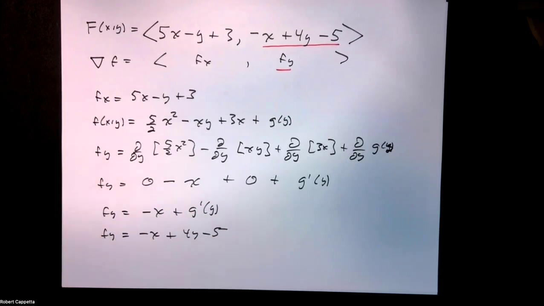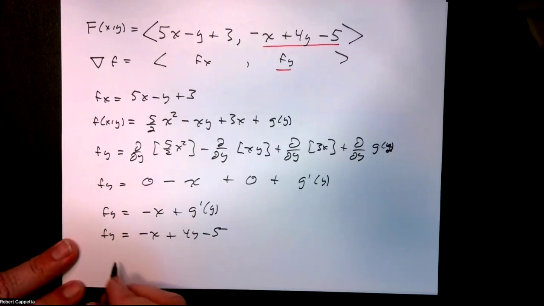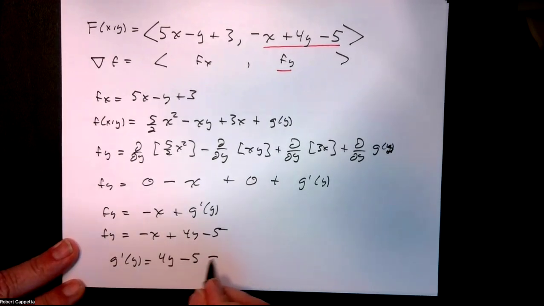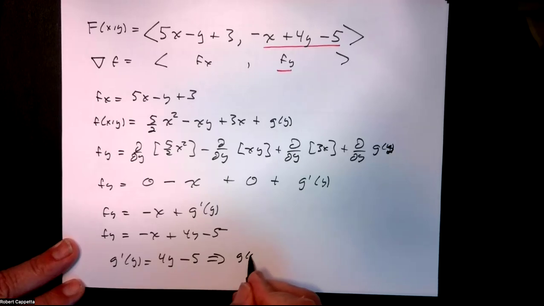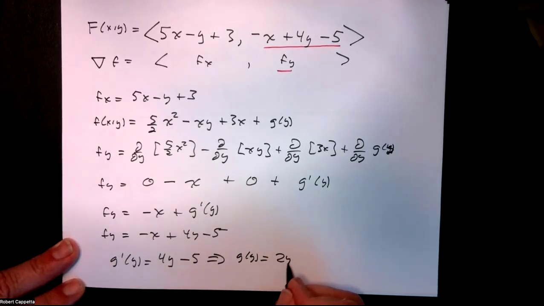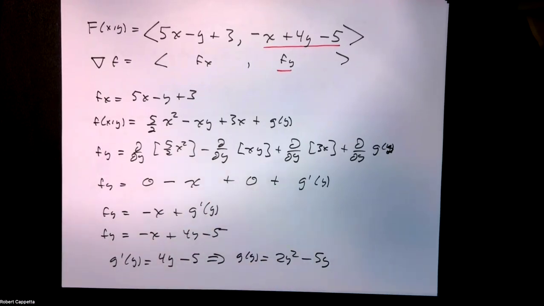If that's the case, that tells me what g prime of y is. g prime of y then has to be 4y minus 5, which would tell me then that g of y is the integral of that. So 4y squared over 2, 2y squared minus 5y plus c.